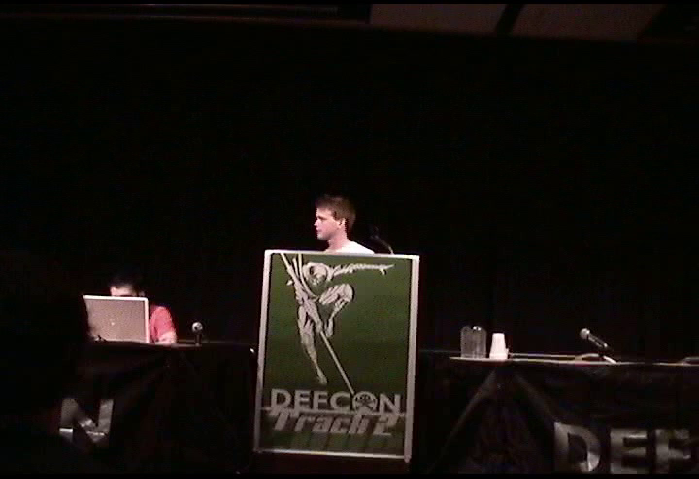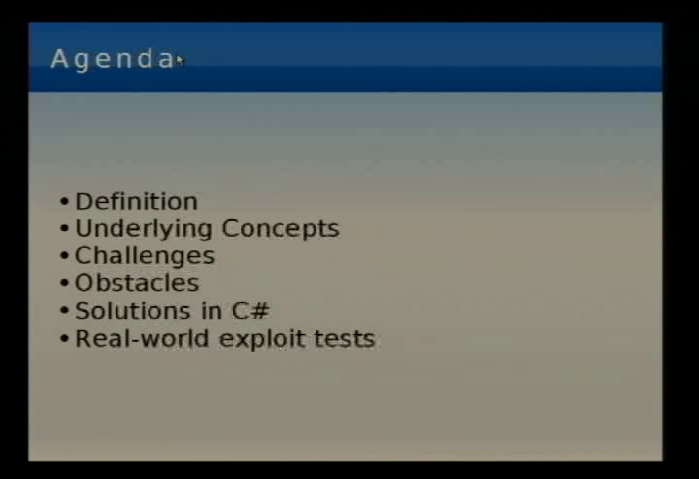So let's go to the next slide. Here's what we're talking about. We're talking about the definition of static analysis. We're going to talk about some of the underlying concepts. We're going to talk about challenges. Challenges are things that can be overcome easily if you just put your mind to it and not listen to discouraging assholes. And obstacles are things that are a little more difficult to overcome in reality. We're going to talk about the solutions for these things in C# that we've implemented, and real-world exploit tests where we look at real programs that we've compiled. There are some limitations to the tool. We'll talk about those as we go along.